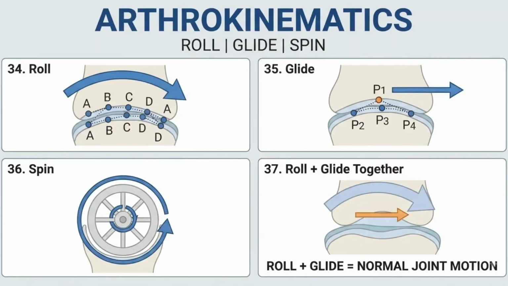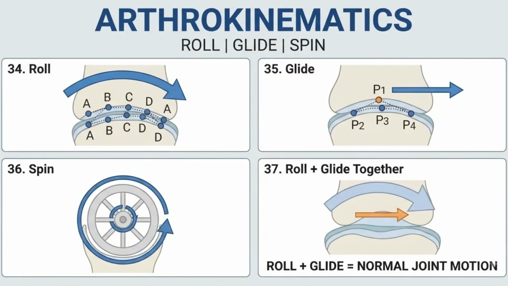First, let's look at roll. During rolling, new points on one joint surface come in contact with new points on the opposing joint surface. A simple way to visualize this is to imagine a wheel rolling along a road. As the wheel moves, the contact point continuously changes. In a joint, rolling can contribute to movement, but pure rolling would not normally be sufficient for most joint movements. If a joint surface simply rolled without accompanying glide, the joint surface could eventually move off the opposing surface. Therefore, roll is often combined with glide.